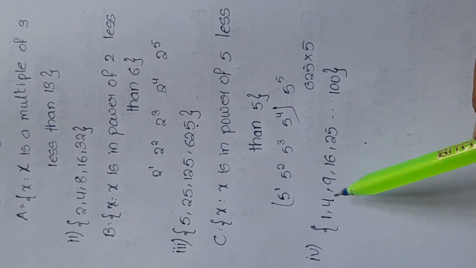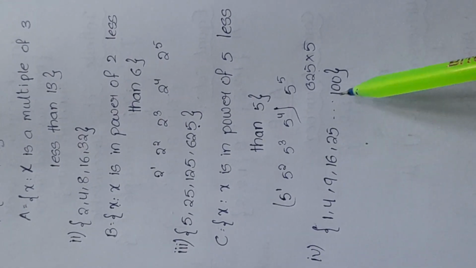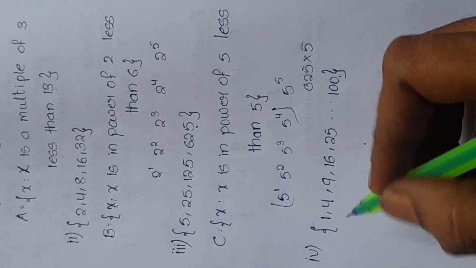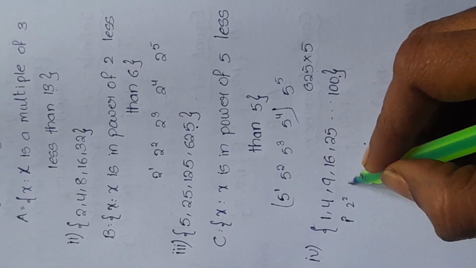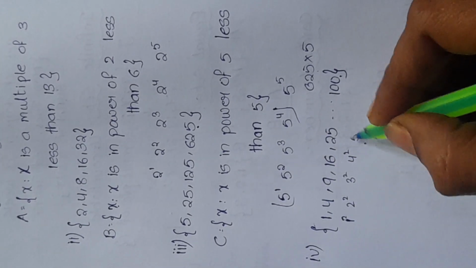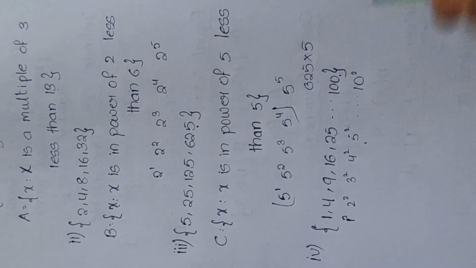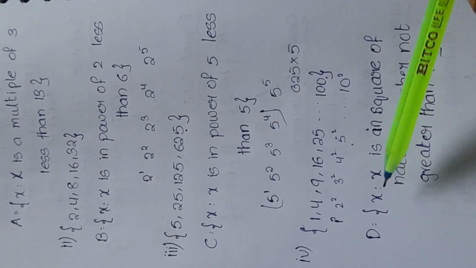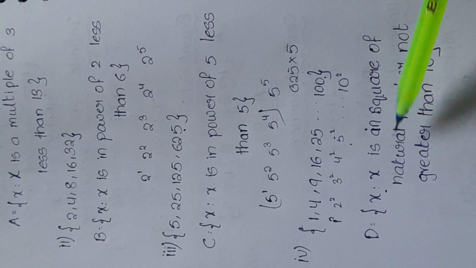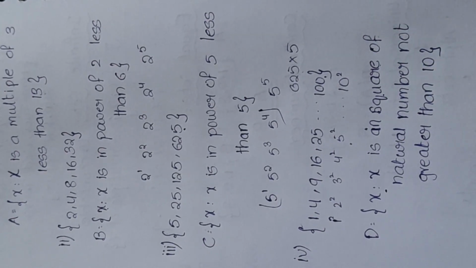The fourth question is the set {1, 4, 9, 16, 25 and so on up to 100}. We can consider this as 1 square, 2 square, 3 square, 4 square, 5 square up to 10 square. So the set builder form is D = {x : x is a square of a natural number not greater than 10}.